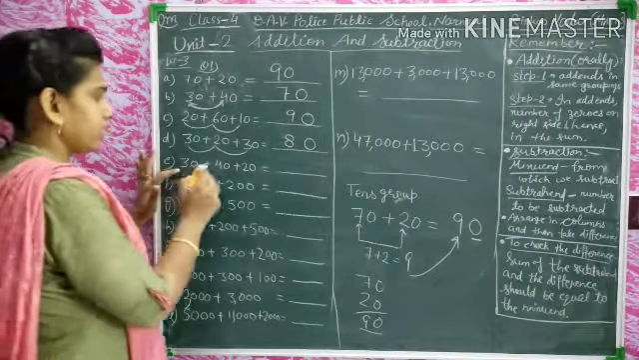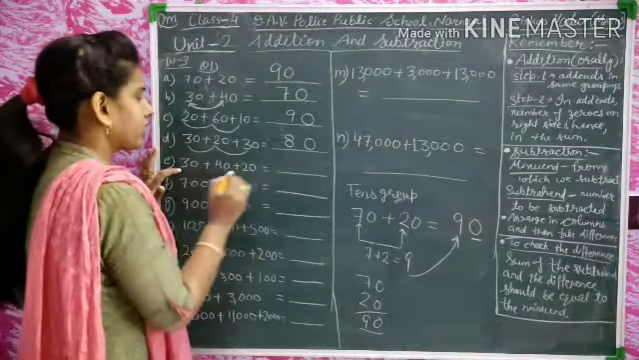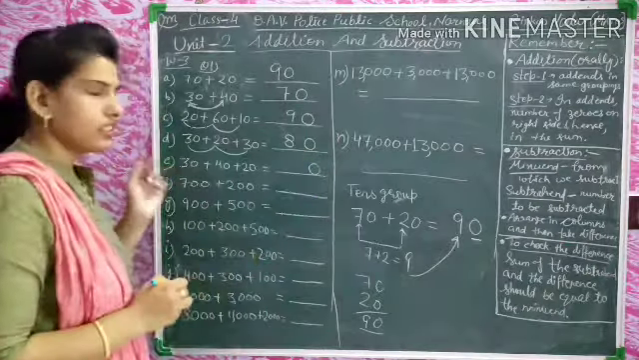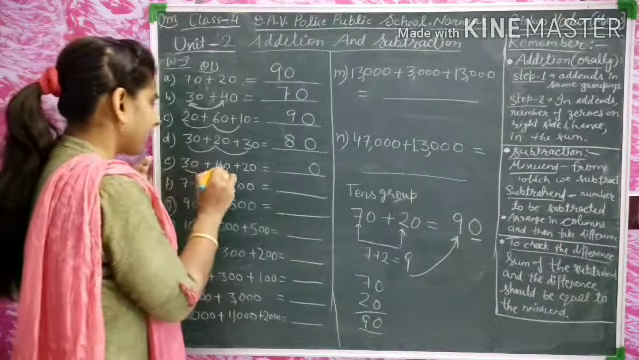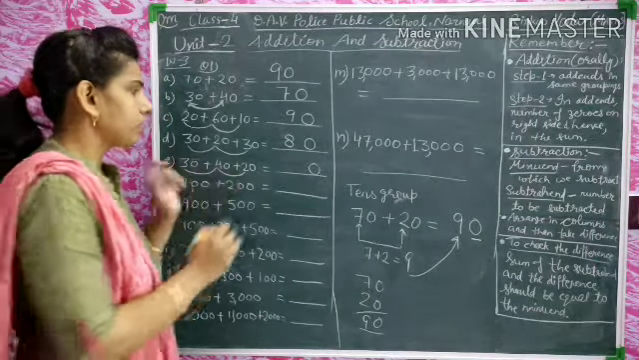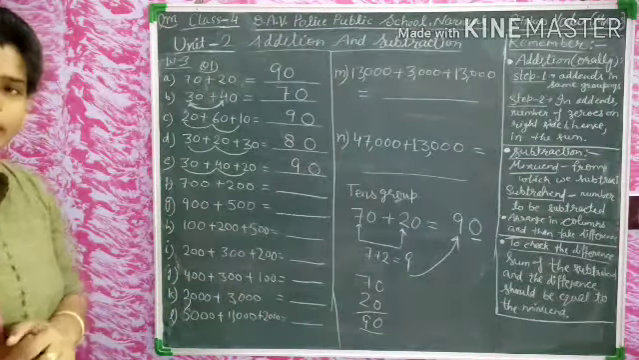Now again, this is also in the tens group. So there is also 1 zero on the right side. So now we are adding the tens place digits. 3 plus 4, 7 plus 2, 9. It becomes 90 there.